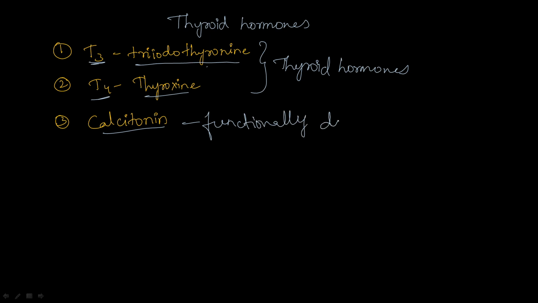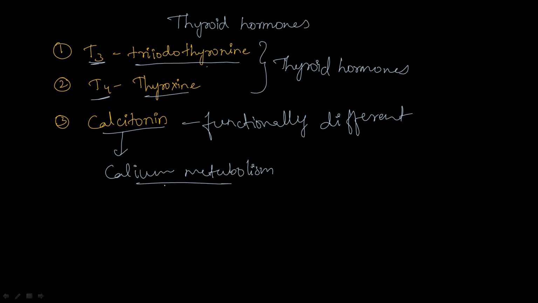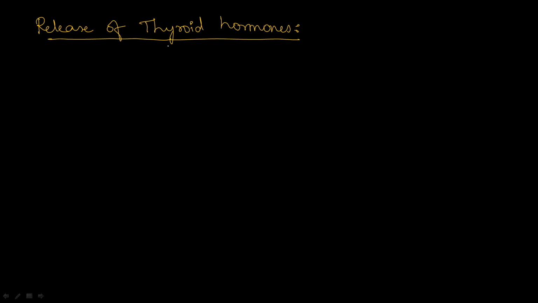Calcitonin is functionally different from T3 and T4, where calcitonin is involved in calcium metabolism. So in this video, when I say thyroid hormones, it means T3 and T4, right? Now let's move to how these thyroid hormones are released into the bloodstream.